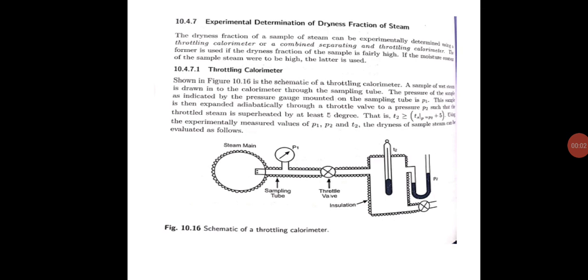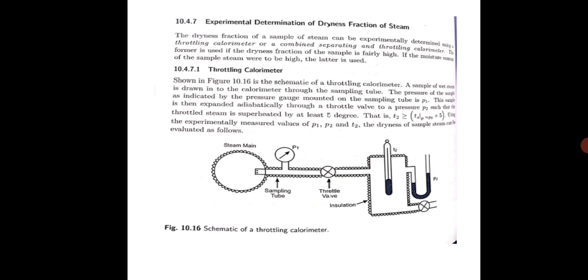Hello students, we shall look at the experimental determination of dryness fraction of steam. So we have seen that steam, you have got wet steam, dry saturated steam and superheated steam. And wet steam basically contains a combination of water as well as steam. So for wet steam, the dryness fraction varies from 0 to 1. 0 means it is saturated water and 1 is dry saturated steam.